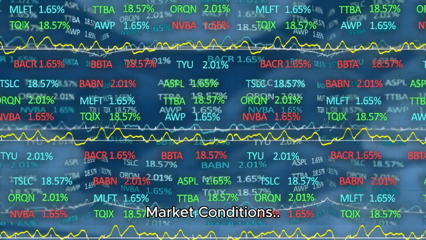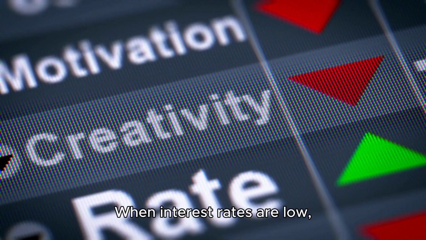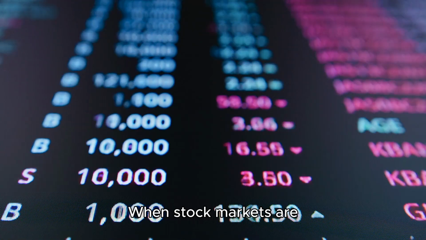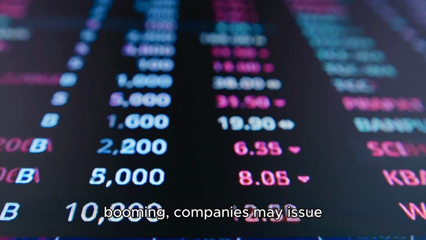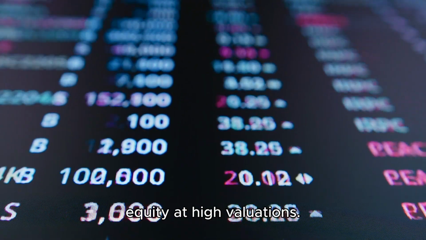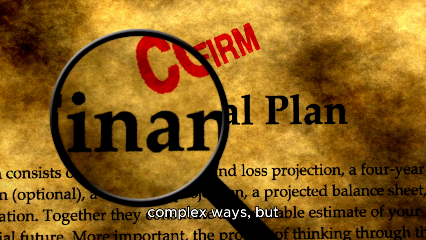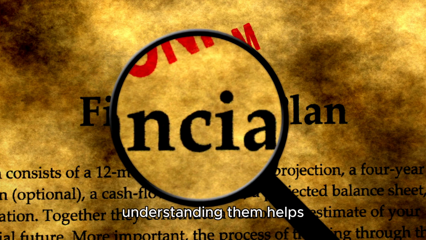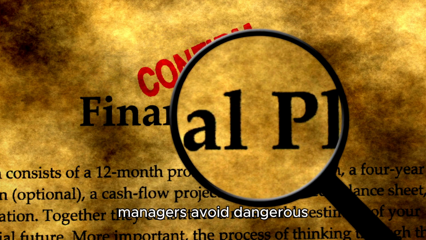6. Market conditions. When interest rates are low, debt becomes attractive. When stock markets are booming, companies may issue equity at high valuations. These factors interact in complex ways, but understanding them helps managers avoid dangerous financial decisions.